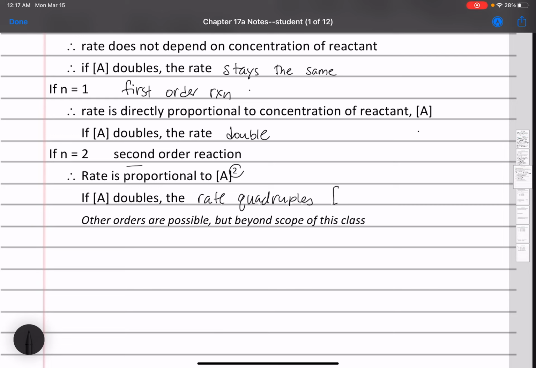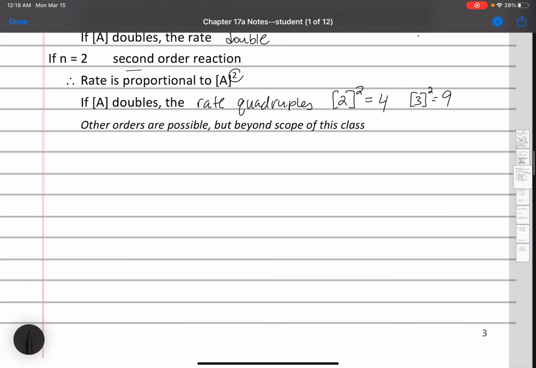All right, because if A doubles, so we have 2 times A, 2 squared is 4. If the concentration of A tripled, all right, 3 squared is 9. The rate would be 9 times faster, and so on and so forth. It says an exponential relationship. So we can graph these out.